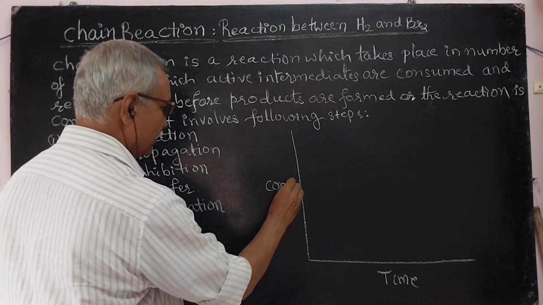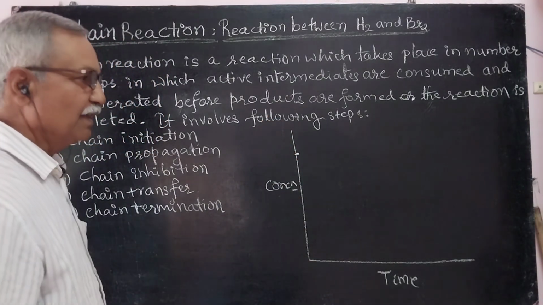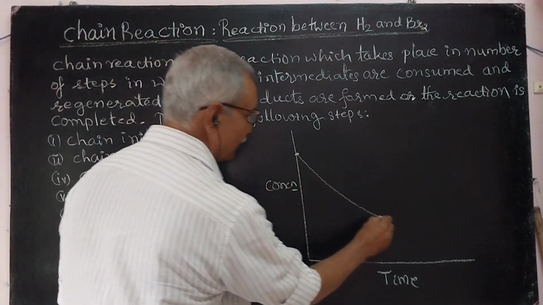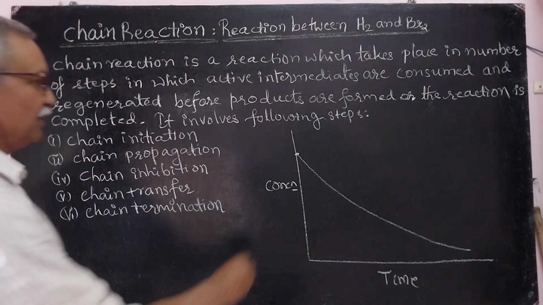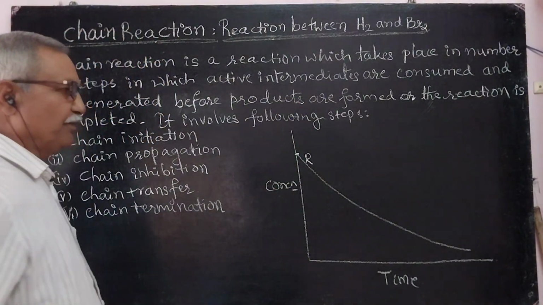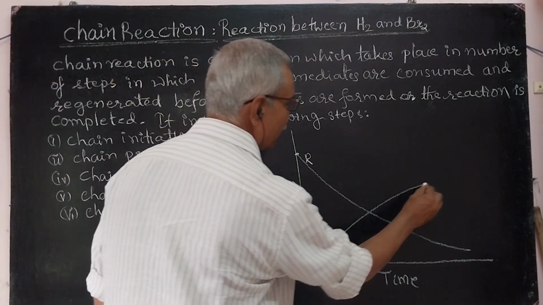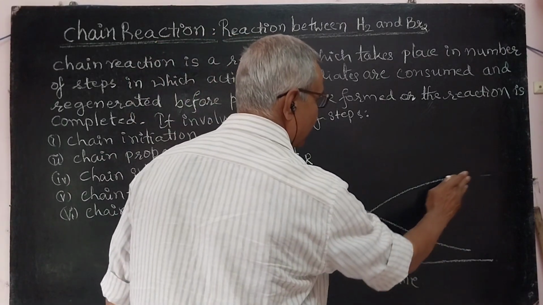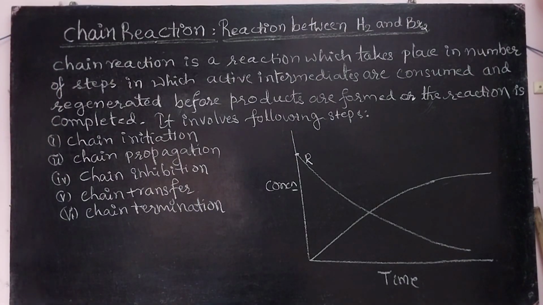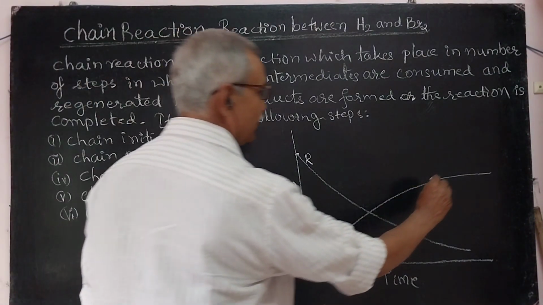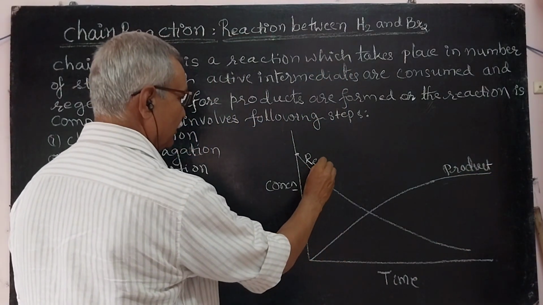Concentration versus time. Suppose this is the concentration of the reactant initially. As the reaction proceeds, the concentration of the reactant goes on decreasing. Suppose this is the reactant. Then about the product, the concentration of the product goes on increasing. In this way, more and more product is formed. Suppose this is the product. This shows the product and this shows the reactants.